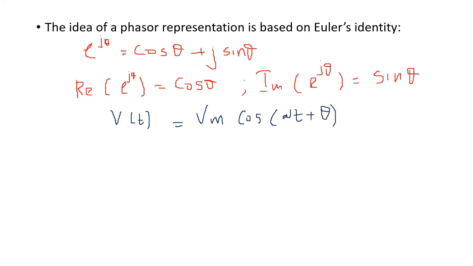Now we can compare with our rectangular equation, which is the real of z plus j into the imaginary of z. So v(t) equals the real of, for the z we can write Vm into e to the power j, and here the angle is omega t plus theta.